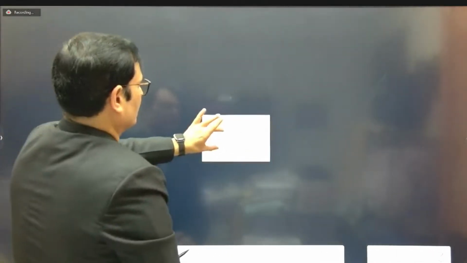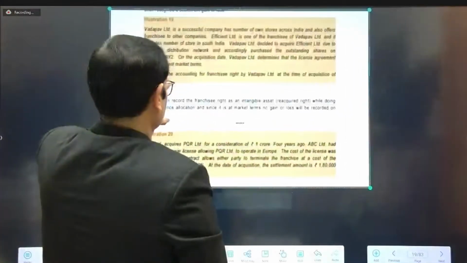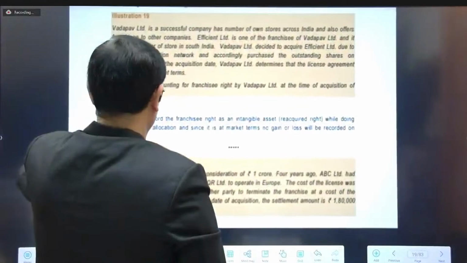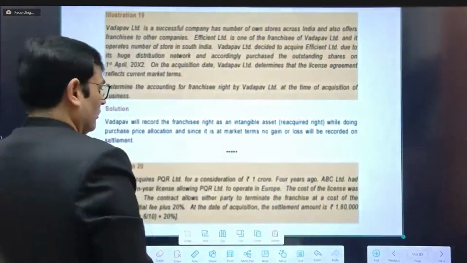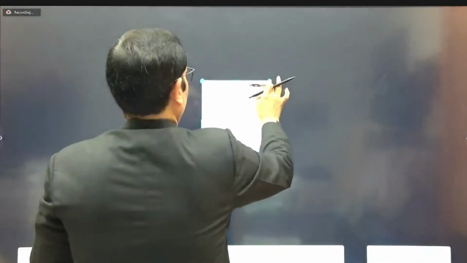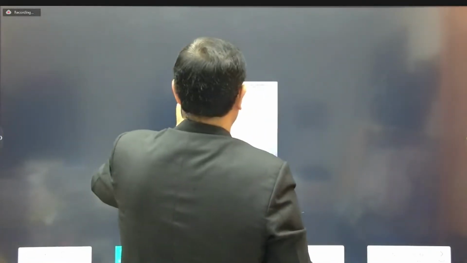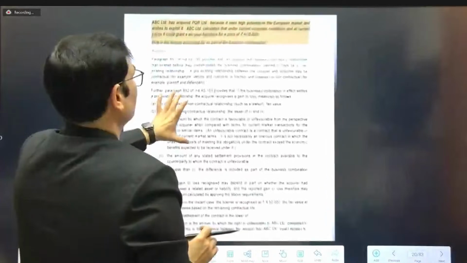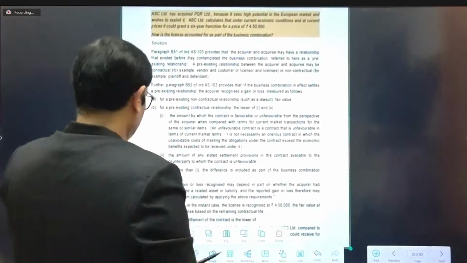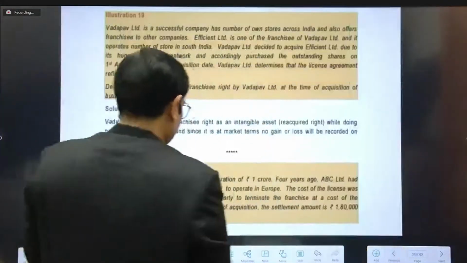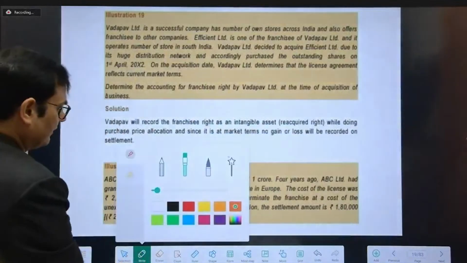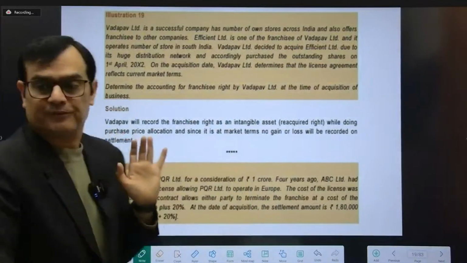So let me zoom this further. We'll just decide whether it is a case of contractual or non-contractual. Let me crop this a bit to zoom it. Okay, so first, let's do one thing. I'm going to first read the facts of the case, and then we'll decide.